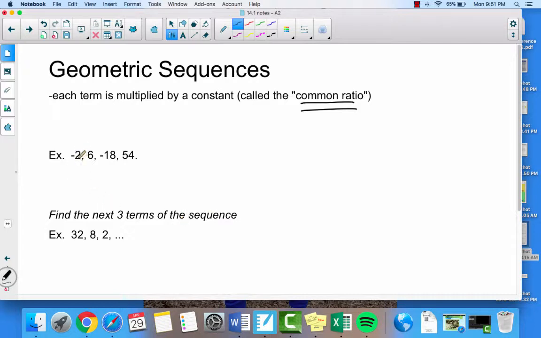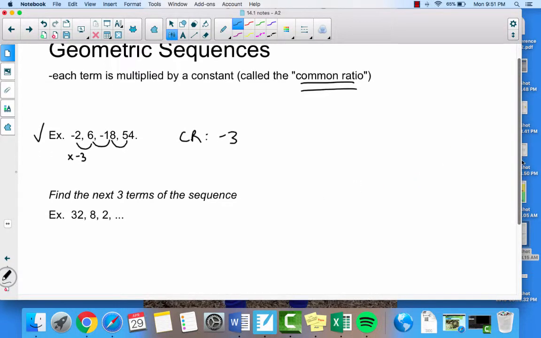And in this example here, we've got these four numbers. We could go ahead and figure out how to get from -2 to +6. That would be by multiplying by -3. Then same thing, 6 times -3 is -18, and then -18 times -3 is +54. So our common ratio would be -3, and it would be a geometric sequence.